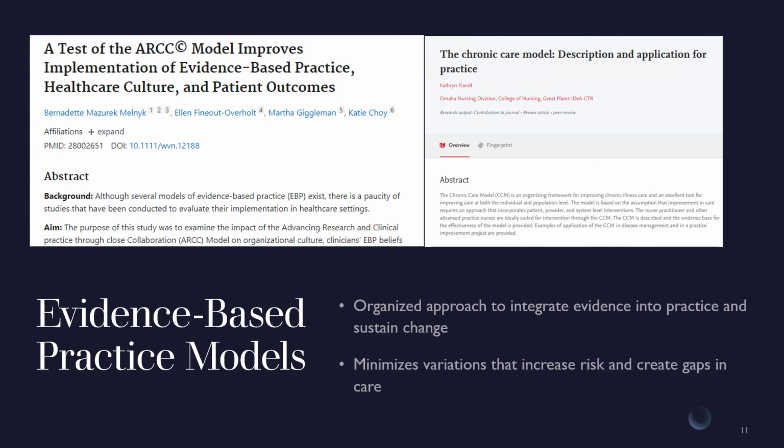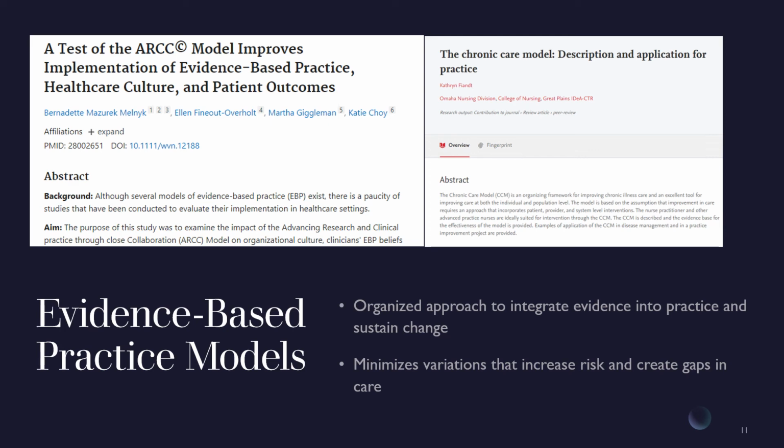So they identified 4 different evidence-based practice models. This is the ARCC model, the chronic care model. They also identified the Johns Hopkins nursing evidence-based practice model, and the Iowa model of evidence-based practice to promote quality of care. And in the book, they have the Iowa model to increase breastfeeding initiation as a case study. These are organized approaches to integrate evidence into practice and sustain change. And the value of having a model is that there's less variation.